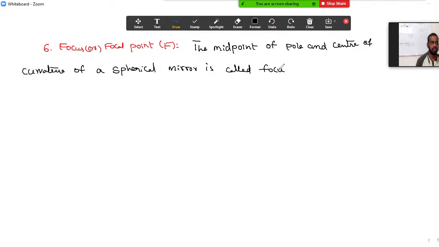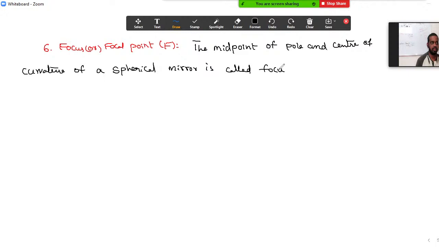See, now I took the concave mirror and the center of curvature. You need to take the midpoint. This is the midpoint, the focus. So the distance from pole to focus is equal to the distance from focus to center of curvature. Then only we will get the midpoint. Is it clear? In a similar way for the convex mirror, pole, center of curvature. Don't forget to represent the pole. The midpoint you should consider as the focus.